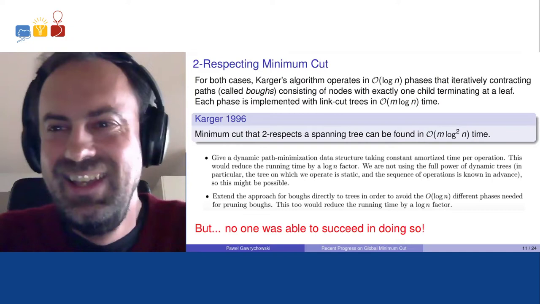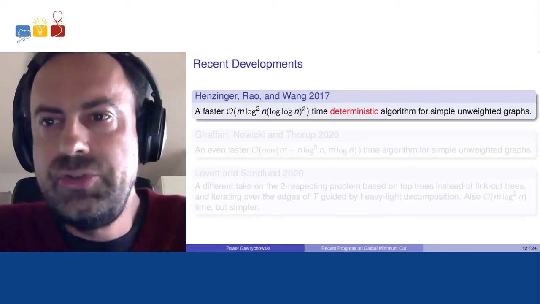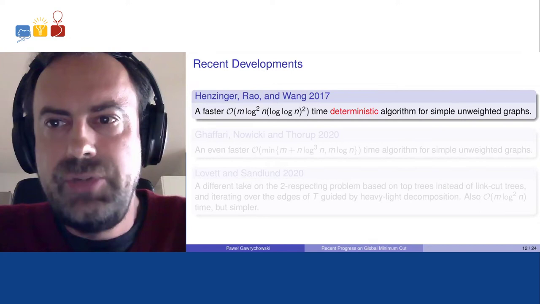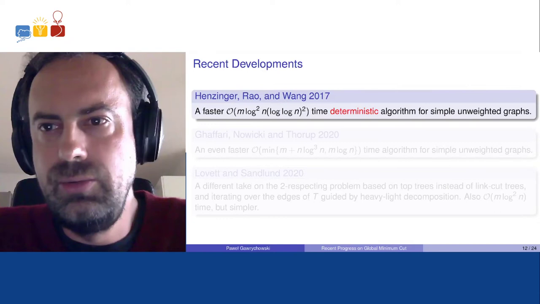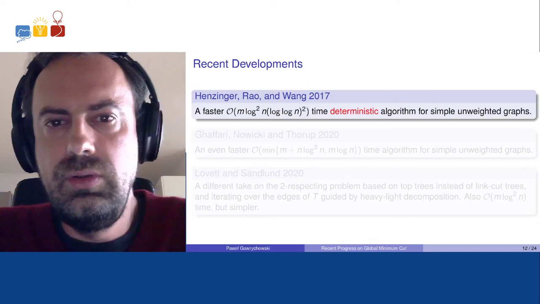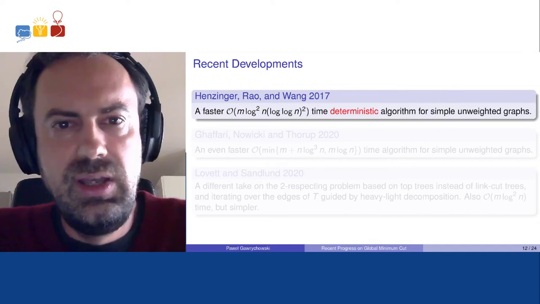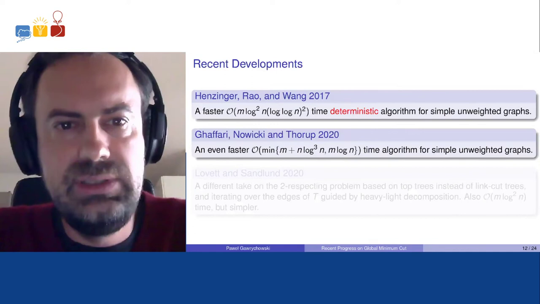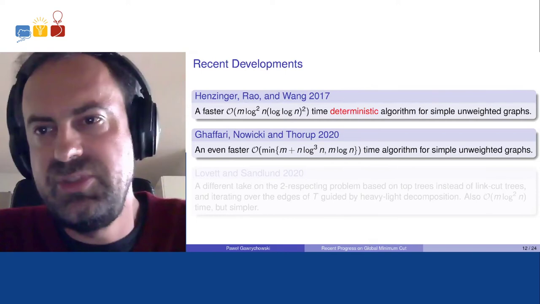Okay. But then there was some very interesting development. So this whole framework is randomized. So it's very important that you do this random sampling. It's not clear how you could avoid that. In 2017, there was an algorithm, quite efficient algorithm, deterministic for simple unweighted graphs. Okay, so there are no weights and you have no parallel edges. And it's actually an improvement of a previous paper that was a bit slower. And then the running time was improved, but again, it was for simple unweighted.